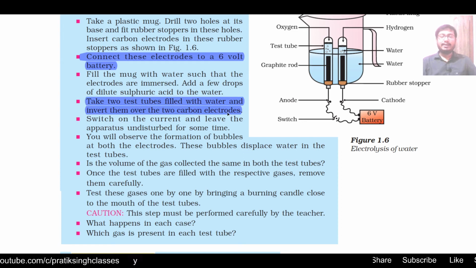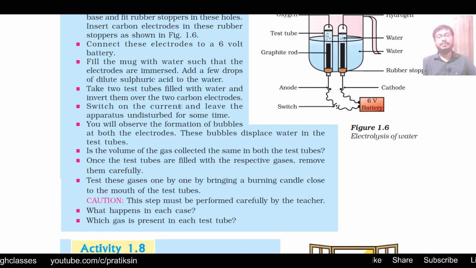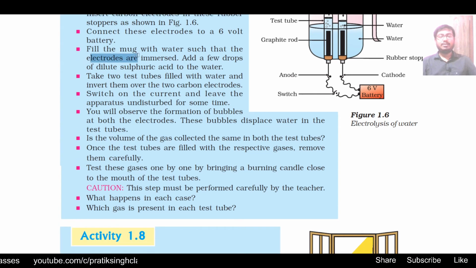Carbon in its pure form is a good conductor of electricity, like graphite. Graphite is a form of carbon and it is a good conductor of electricity. Fill the mug with water such that the electrodes are immersed and add few drops of dilute sulfuric acid.